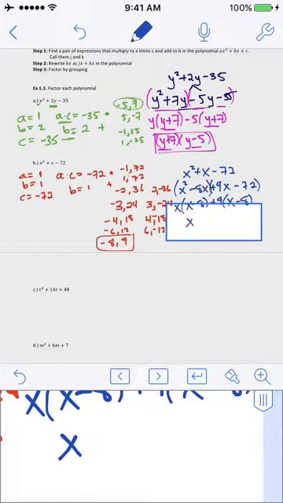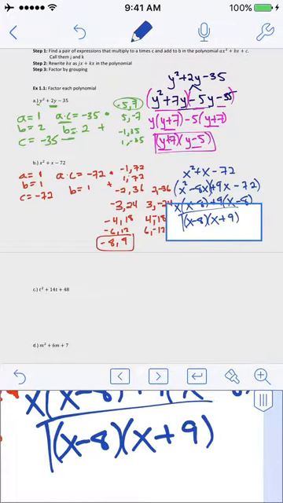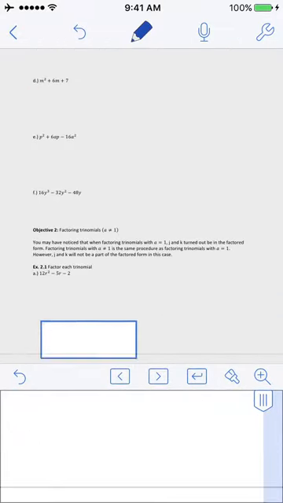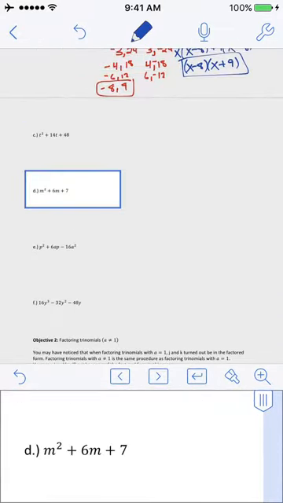And from here, we've got x minus 8 and x plus 9 as my final factored form. I know that because they are both prime, right? Alrighty, looking good. So that's how you play the game.